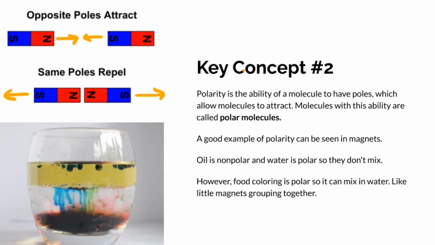Polarity describes the spread of electrons in a molecule. Polar molecules have a lot of electrons on one side, but not the other. Nonpolar molecules have electrons spread around evenly. Some bigger molecules have one nonpolar side and a polar side.